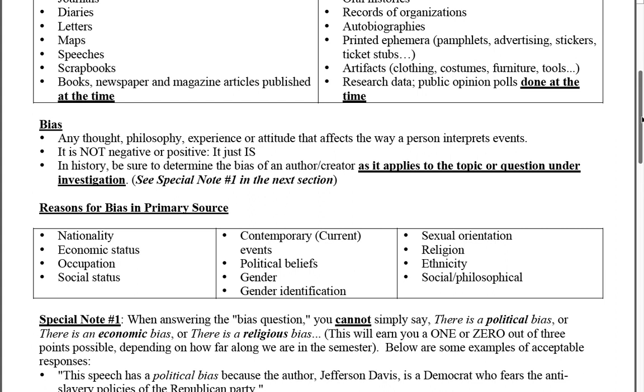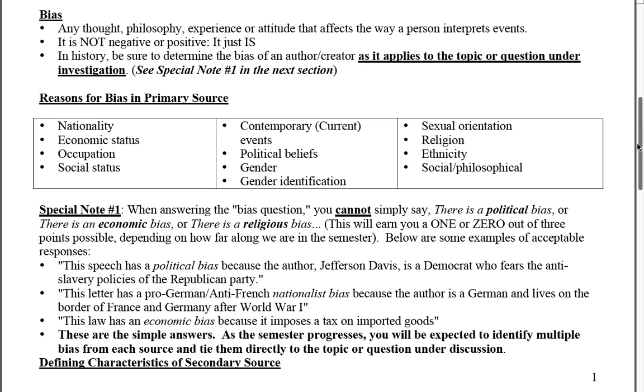Some examples of bias are nationality, where you're from. Are you from America? Are you from Canada? Are you from Mexico? Where are you from? Economic status, are you rich? Are you poor? Are you middle class? Somewhere in between? What you do for a living or your occupation?